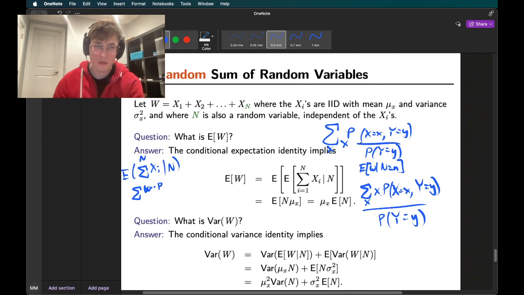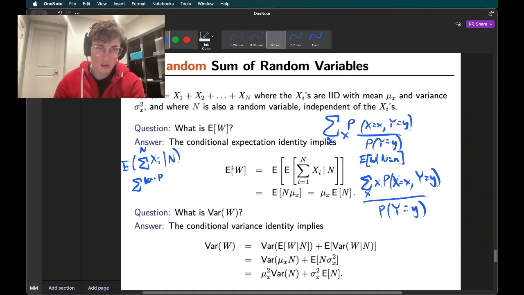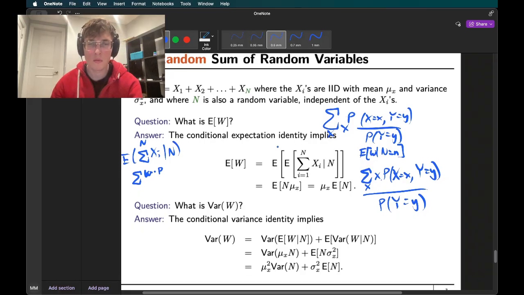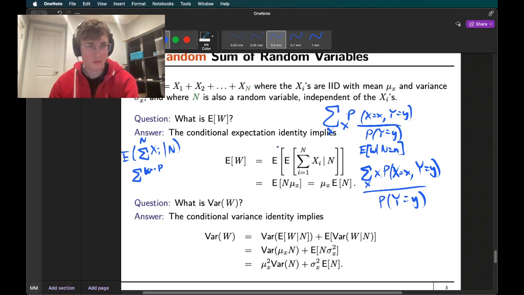A random sum of random variables. Let W equal X1 plus X2 plus dot dot dot plus XN, where the Xi are IID with mean mu and variance sigma squared, and where N is also a random variable independent of the Xi's. Question: what is the expectation of W? What was kind of tripping me up here a little bit is that the number of terms here depends on N.